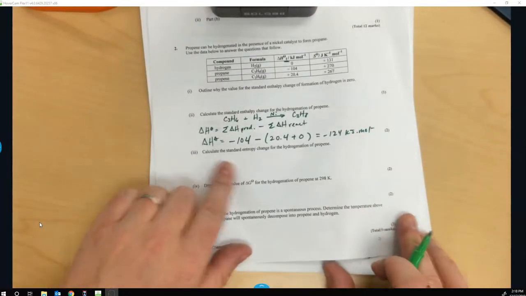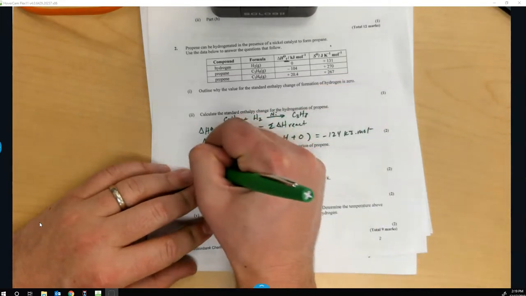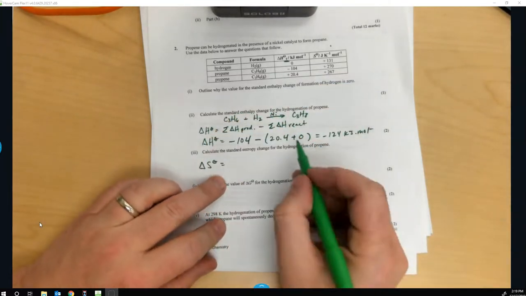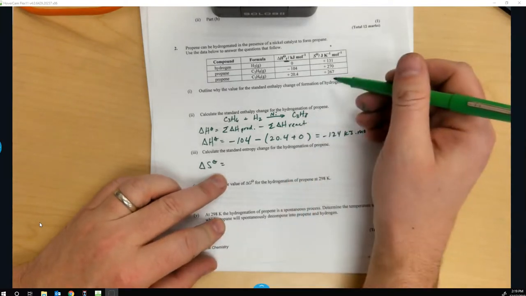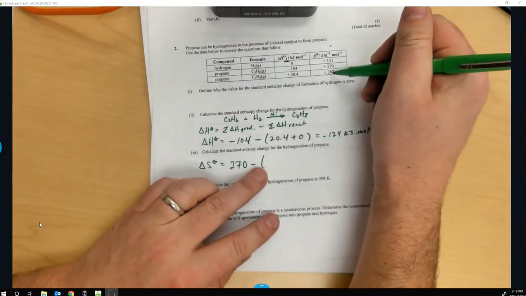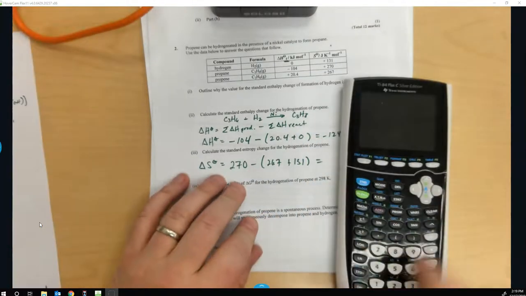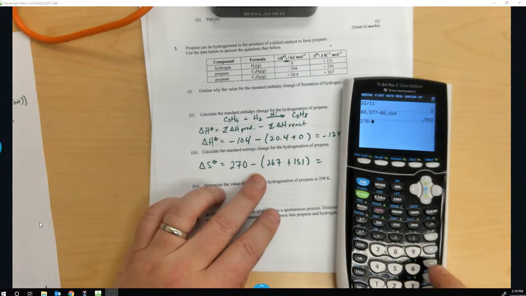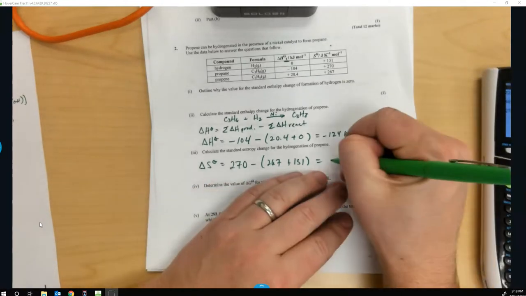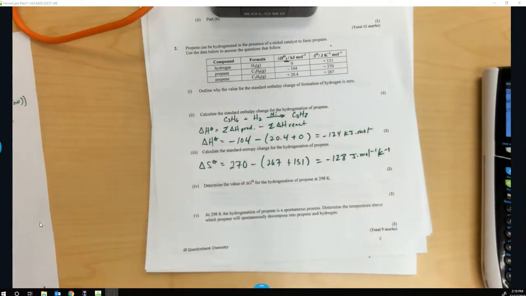Next, it wants us to do the same thing for standard entropy change. So I have my column here for entropy, so I'm going to use that. Again, whenever we're using formation data, it's products minus reactants. So delta S in this example is going to be the delta S value for propane, which is 270, minus the sum of the delta S values for the reactants, so 267 plus 131. When we punch those numbers into our calculator, 270 minus 267 plus 131, I don't even need parentheses there, but that's okay, it gives us an entropy value of negative 128 joules per mole Kelvin.